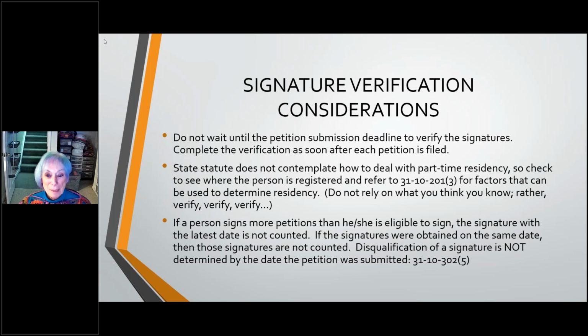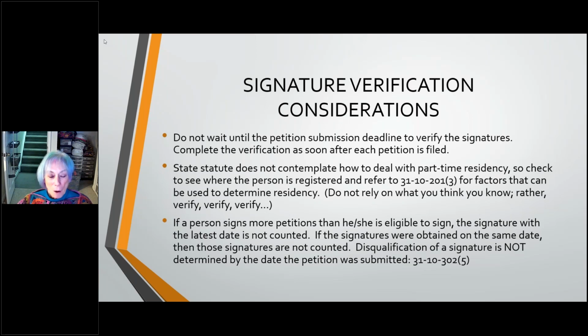If for some reason they sign more, like they sign both mayoral candidate petitions, and because you're only dealing with 10 signatures, this should not be that hard to figure out. The latest date, the one that is closest to the election. So if somebody signs one on January 4th and then somebody signs one on January 5th, the signature that was signed on the 5th cannot be counted. That's the one that you disqualify.